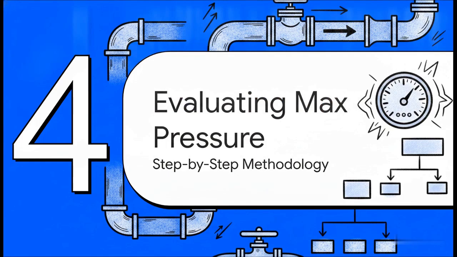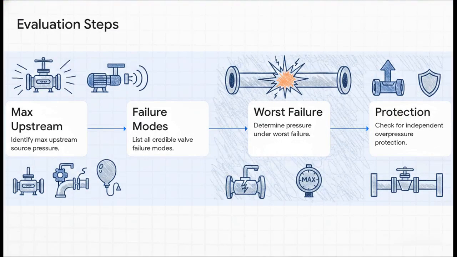Section 4, Evaluating Maximum Credible Downstream Pressure. Let's look at the step-by-step methodology lead engineers actually use in the field. All right, here is the 4-step practical checklist you need to memorize and apply during every single P&ID review. Step 1. Identify the maximum upstream source pressure. What is the absolute highest pressure the upstream system can physically deliver?